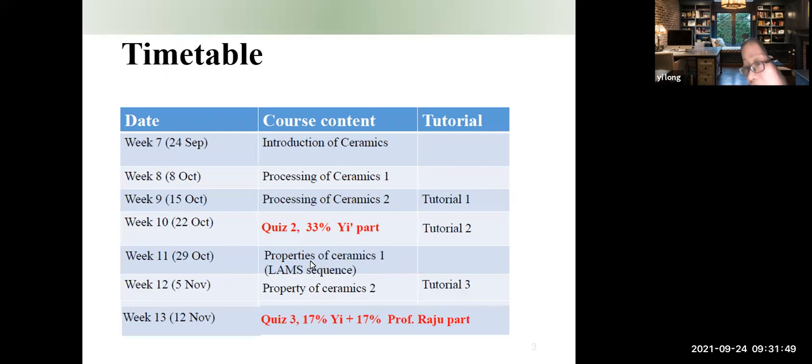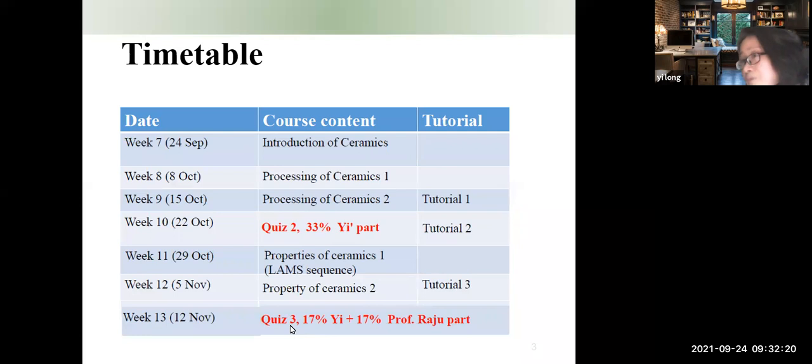In this one, I'm going to give you lamps that you have to go through by yourself. There are a lot of interactive questions, so please try your best to answer them. Because there's quite a lot of math manipulation, I think it's better I put a lamp sequence. So week 12, properties of ceramics 2. The tutorial will be in week 12. The quiz will be in the last week, week 13, the last quiz.